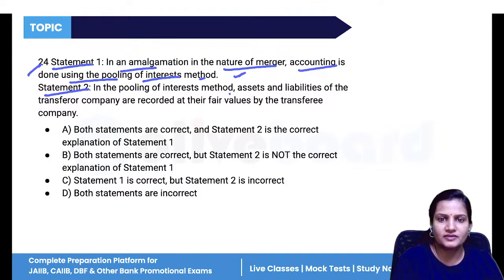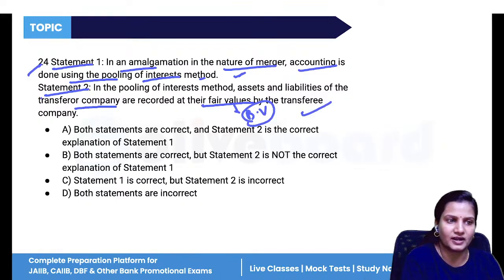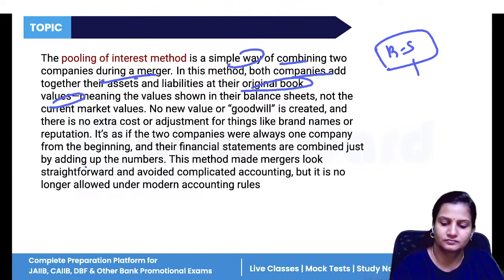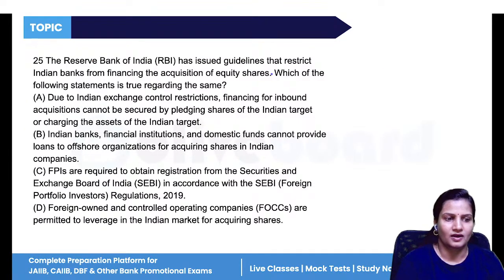In pooling of interest method, assets and liabilities of the transferor company are recorded at their fair value. Is it fair value or is it book value? It is book value. So that is why this statement is wrong and only one statement is correct. Now, next question.